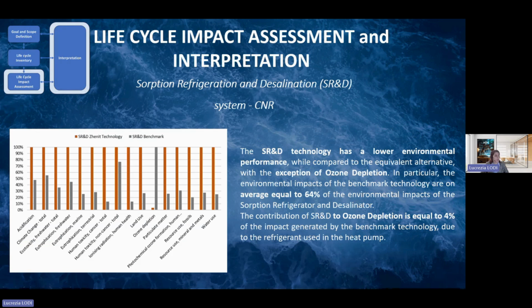And again, here you can see the comparison between the SRND ZHENIT technology and the benchmark. And as already said, the environmental performance of the SRND technology is worse compared to the benchmark, with the exception of the ozone depletion that you are able to see here. So in particular, the ozone depletion of the SRND accounts for 64% of the environmental impact, and the ozone depletion accounts for 4% of the impact generated by the benchmark technology, and that is due to the refrigerant used in the heat pump.